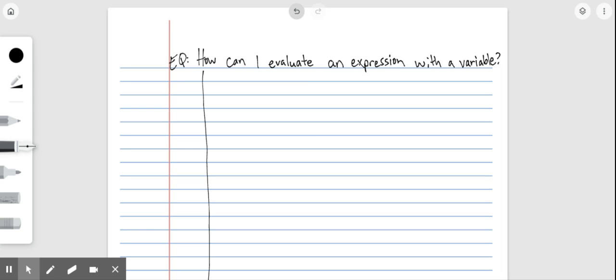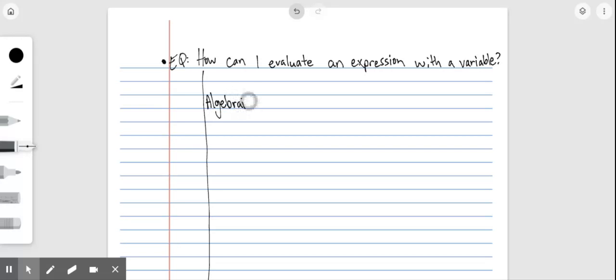Alright, beautiful people. So today we're talking about evaluating expressions with variables, or substitution. So our essential question is, how can I evaluate an expression with a variable? So the first thing I want to do is talk about what is an algebraic expression.